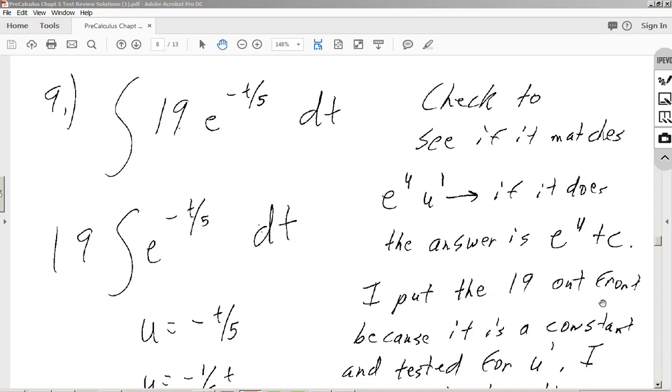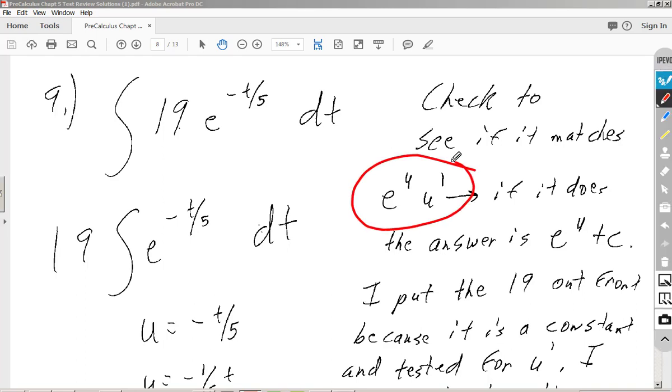On number 9, it says we've got the integral of 19e to the negative t over 5 dt. So on this problem right here, remember my pattern is, if it's e to the u times u prime, then my answer is e to the u. So that's the pattern. We need to make sure to memorize those.